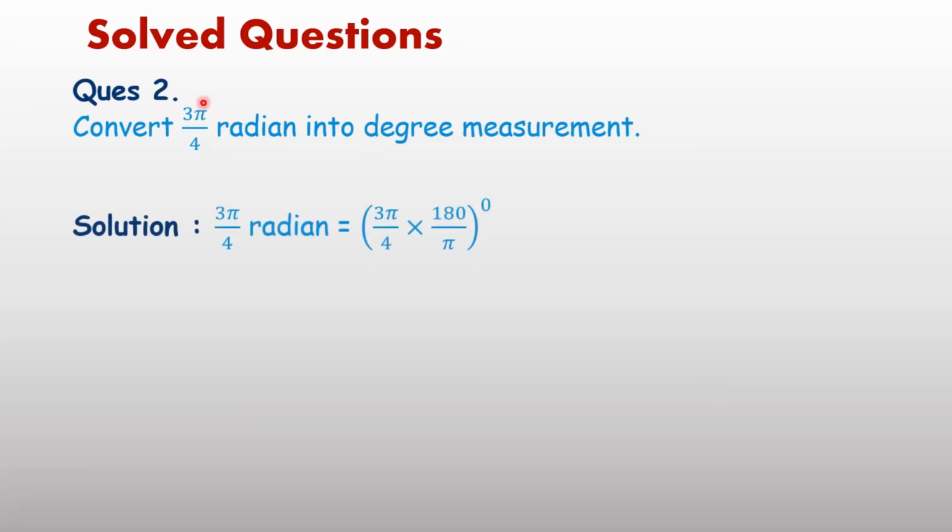Now next question, 3 pi by 4 radian, you have to convert in degree. Also very easy. 3 pi by 4 radian equals 3 pi by 4 into 180 upon pi, because 1 radian equals 180 upon pi degree. Pi cancels out. Further simplify, 3 by 4 into 180 upon 1 equals 75 degree. In this pattern you can convert from radian to degree.